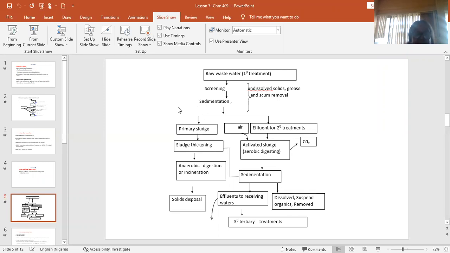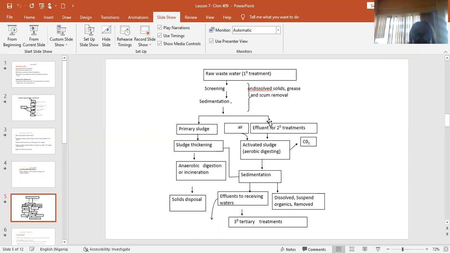Because at the sedimentation, just look at my cursor. This is the way the sedimentation tank goes, all right? So it's like a V, and at the top you have the water, and at the bottom of that V, you have your sediments, which is called a sludge. So that sludge is taken into what we call the primary sludge. All right. So that sludge is the primary sludge.